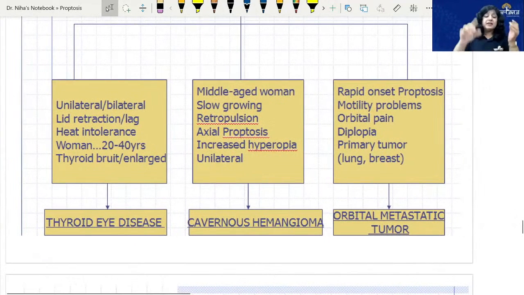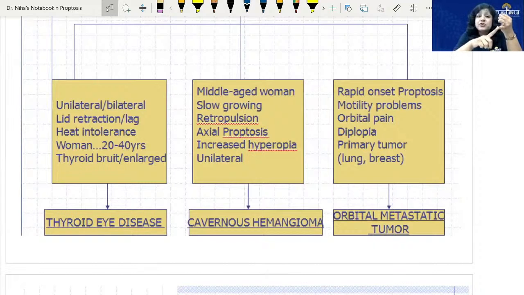So in the first one, whether it is unilateral or bilateral, you have a lid retraction. Now, I would also like to say one thing here, that most of the time, thyroid eye disease and proptosis go together. So we always think that proptosis is, of course, the most important sign of thyroid eye disease. But though it is the most important, it is not the most common. There is always a difference between most important, most common, earliest, and so on. So examiners also play with the words. You have to be very, very careful.